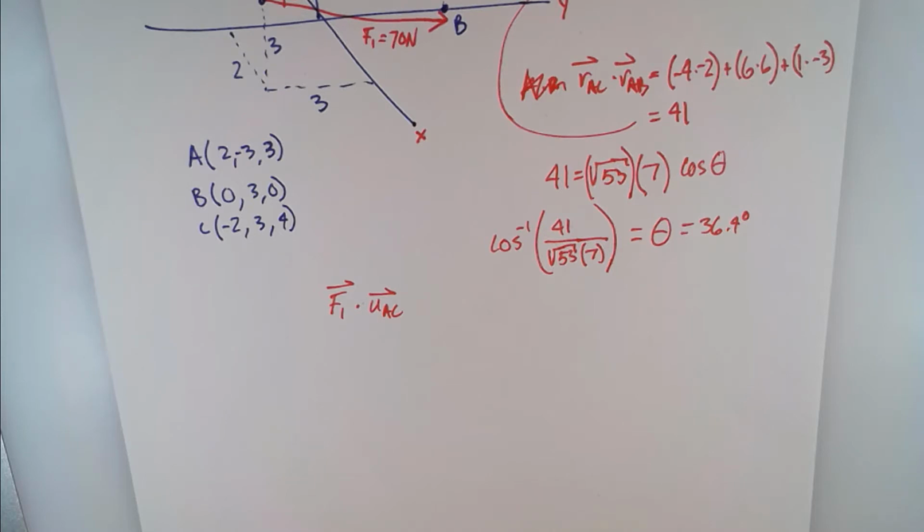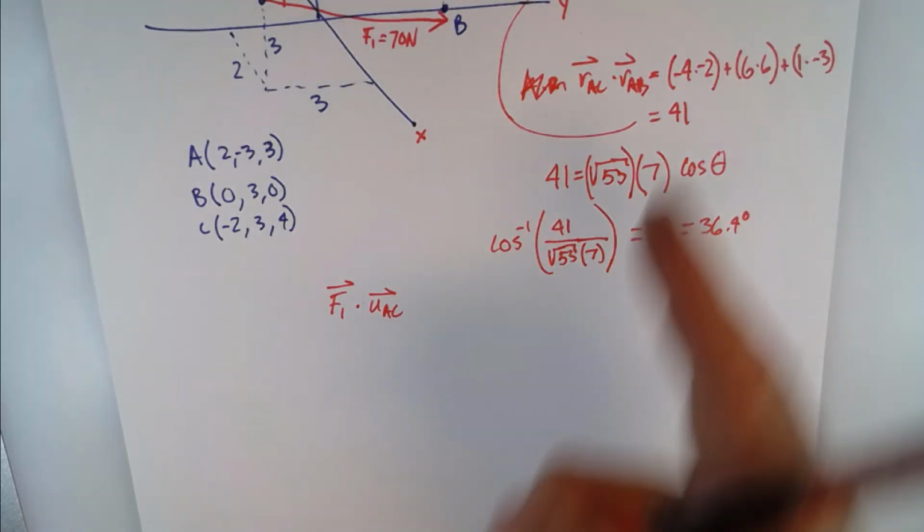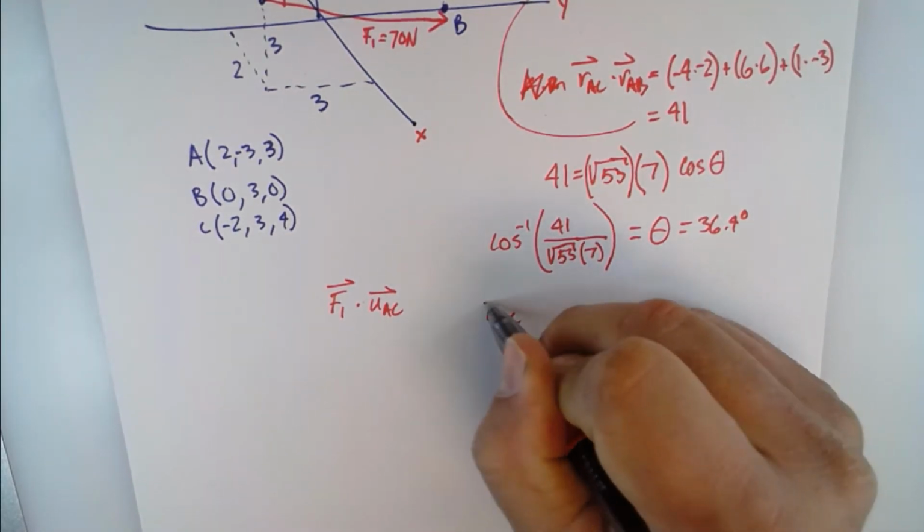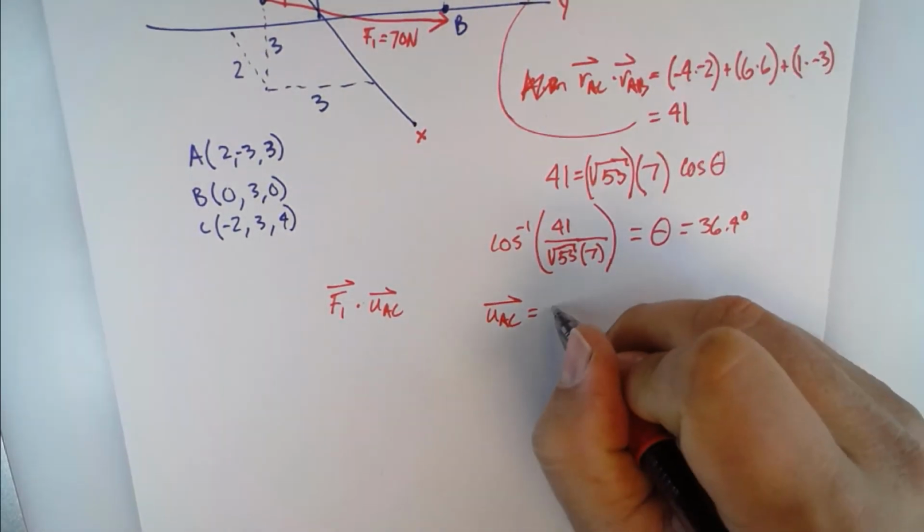So the line AC, we're just going to figure out what its direction is, but we need to dot it with F1. But how do we find F1? We need to find the unit vector of AB and multiply it by 70, right? Multiply it by the magnitude of that force, okay? So we can find both these unit vectors pretty quickly.